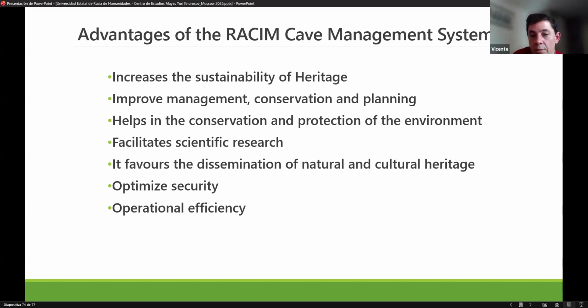Basically, it increases the sustainability of heritage. It can improve the management, the conservation, and all the planning tasks. It helps in the conservation and the protection of the environment. It facilitates all the research. Now, these 3D photogrammetric models are used by researchers to reassess the art. It makes the dissemination of these cultural heritage places easier. It's good for security, and the operational efficiency is good.